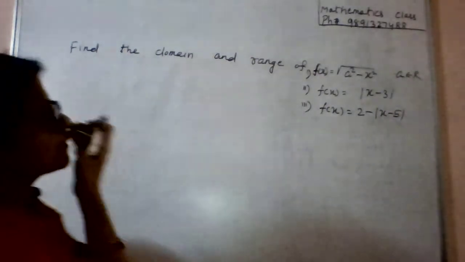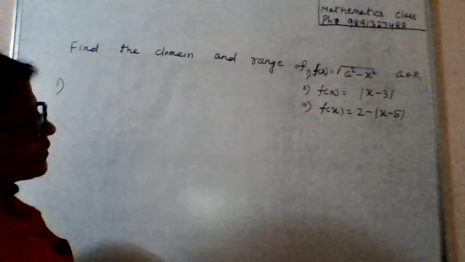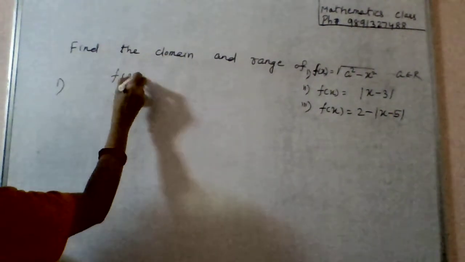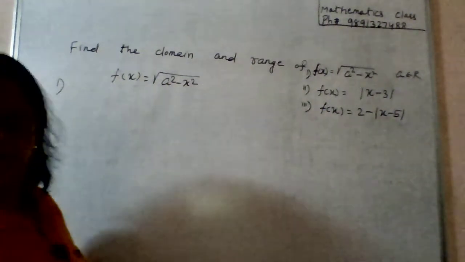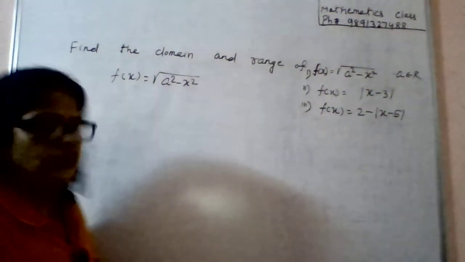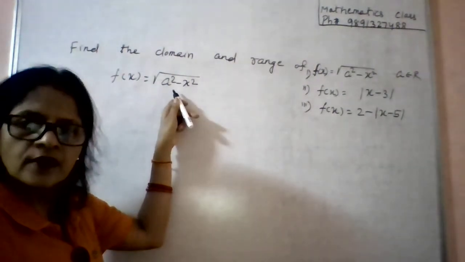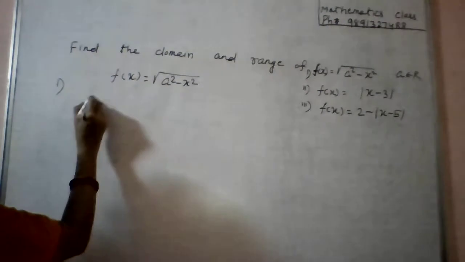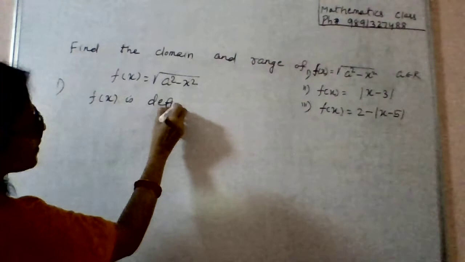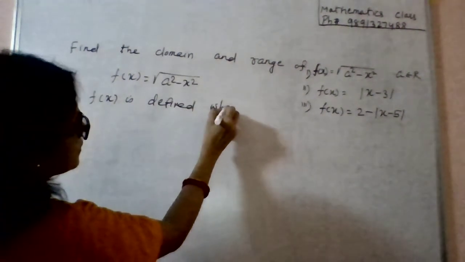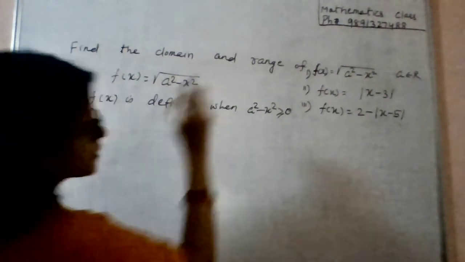So here you see the first part of the question is, let's find the domain. We are given f(x) equal to under root a square minus x square. Being a square root function, the term inside the square root should be non-negative. So you can write here f(x) is defined when a square minus x square is greater than or equal to 0.